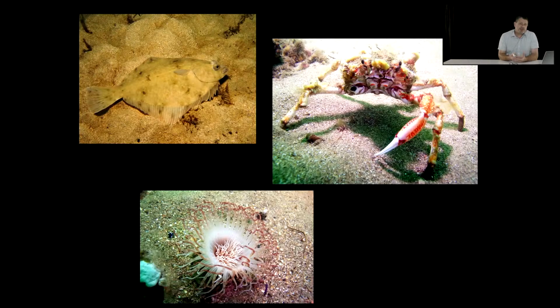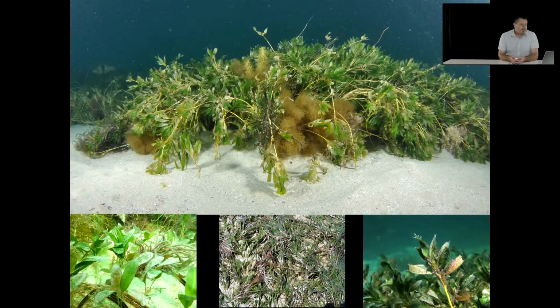So this is a slightly different habitat type. This is where two habitats or substrates are meeting, and it allows different animals to live there. The next habitat living on soft sediments is our seagrass beds. Now, these are a critical habitat worldwide.